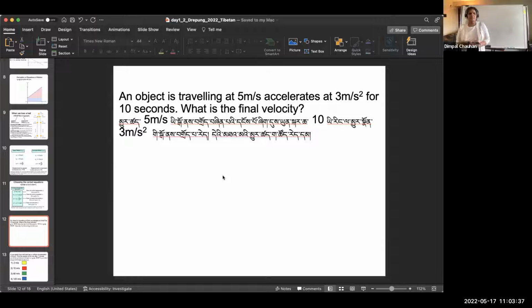So the first problem is an object is traveling at 5 meter per second and accelerates at 3 meter per second square for 10 seconds. What is the final velocity? So the object is traveling at some speed given, accelerates at some acceleration for some time. I'm not going to give you the answers now. So you have to find the final velocity of that object.